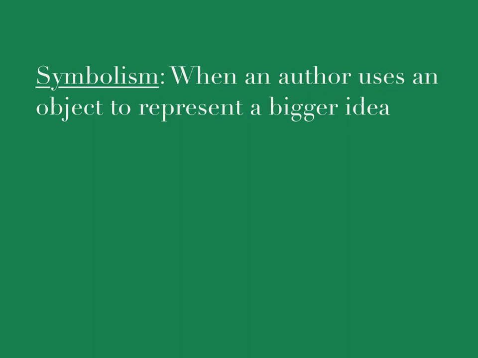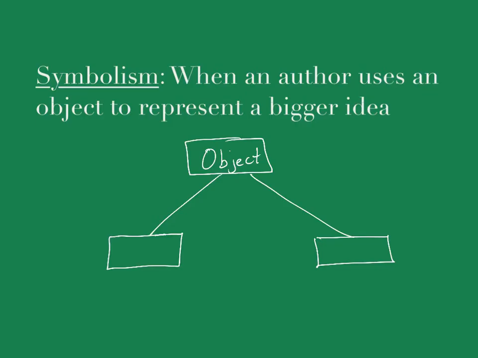When an author uses a symbol, it functions on two levels. The first level is the literal level. The symbol has to function as an actual object in the book. If it doesn't, if it only exists in a symbolic way, then it would feel out of place. So it must have a literal, real-world function within the book.